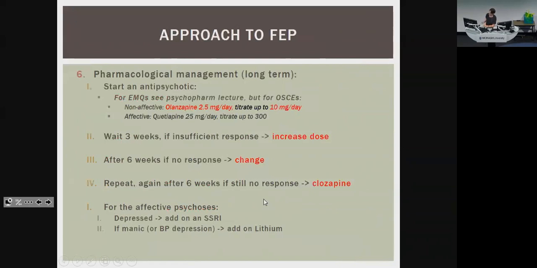And in addition to that, if it's an affective psychosis, so they're depressed or they're manic or whatever, treat it like it was bipolar. If it's bipolar, give them lithium. If they're depressed, start an SSRI. So that's just good practice. Giving a patient with schizoaffective disorder quetiapine and escitalopram is good practice and common practice.